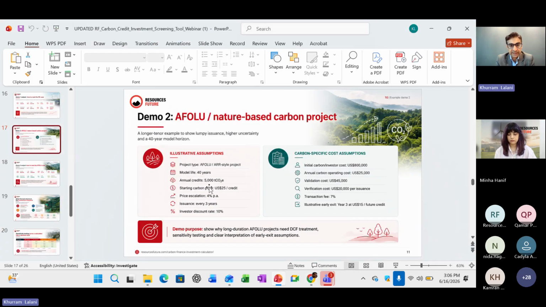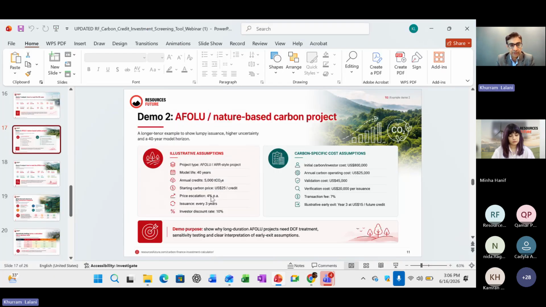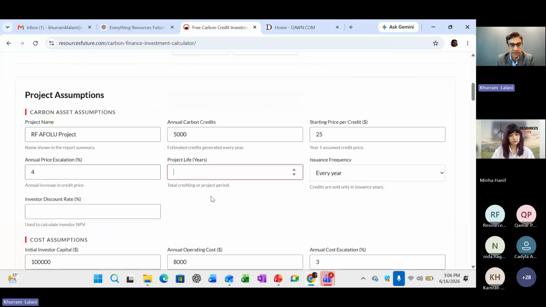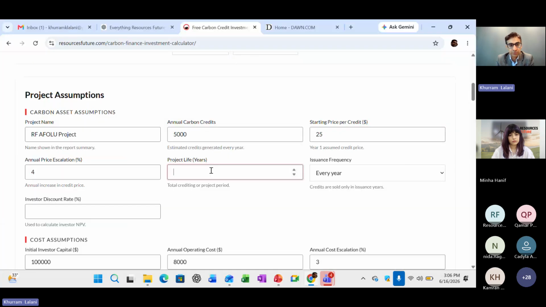Starting price per credit is $25 per credit. Annual price escalation is around 4%. Project life is around 40 years. So this is typically what we see in FLU projects.